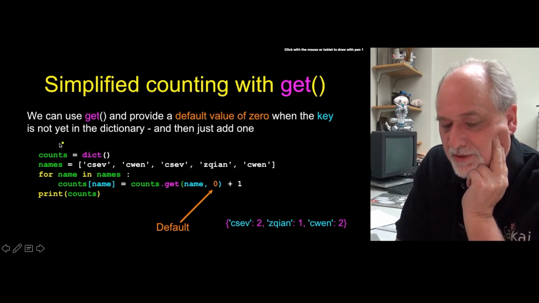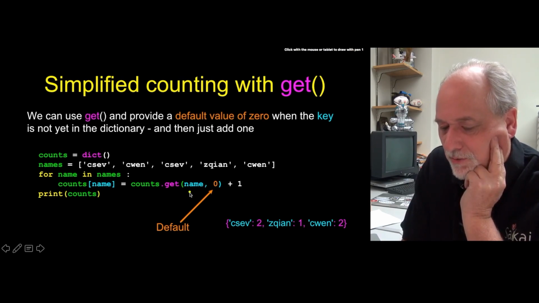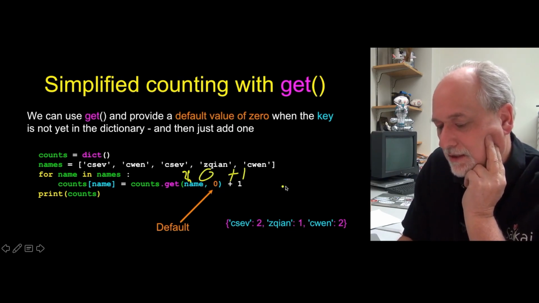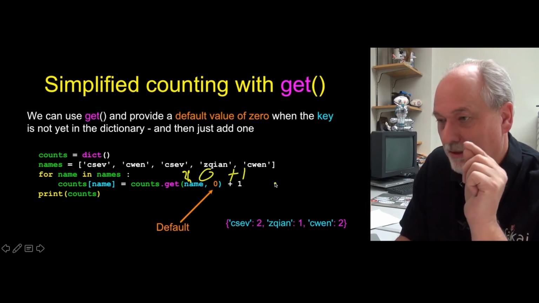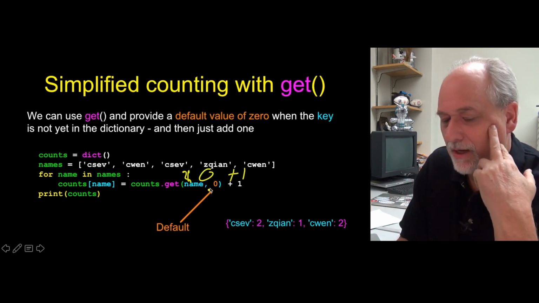Everything else in this is the same. Name is going to go through these 5 values, and we're going to say counts of name equals counts.get name, comma 0, plus 1. So if, for example, this already has a 1 in it, then this is going to be 1 plus 1 becomes 2. If it's not there, it's going to be 0 plus 1 equals 1. This is the idea of if new, set it to 1, not 0. Because the first time you see something, the count should be 1, not 0. So that's why we make this the default.